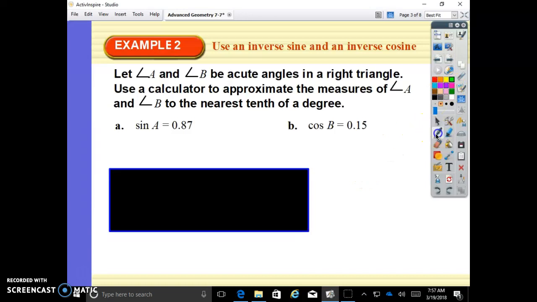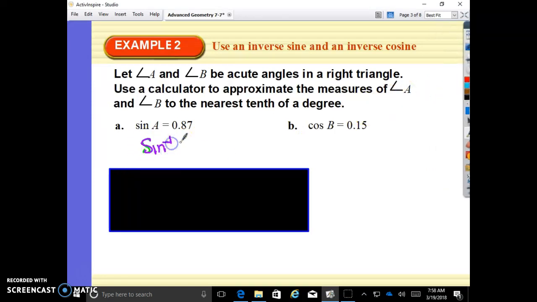All right, so how about the inverse sine? Oops, let's use a color that looks a little bit easier to see. The inverse sine of 0.87 is going to give you A degrees. So 0.87 second sine, and you should get 60.4586 and so on. Round it to the nearest tenth. We're going to get approximately 60.5 degrees.